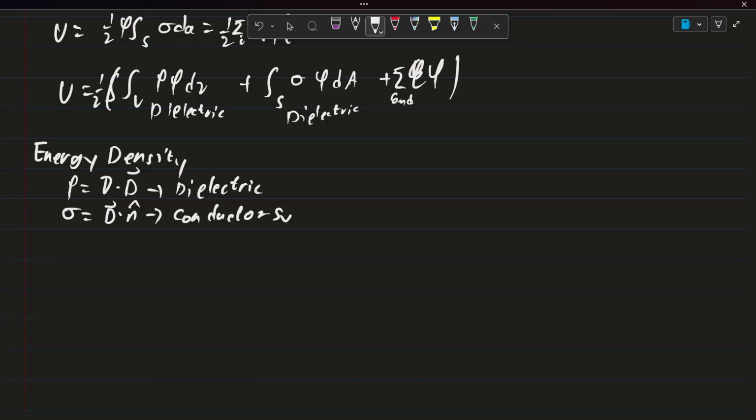So if you actually look at a system, let's say something like this, and you have some of the dielectric field, right?